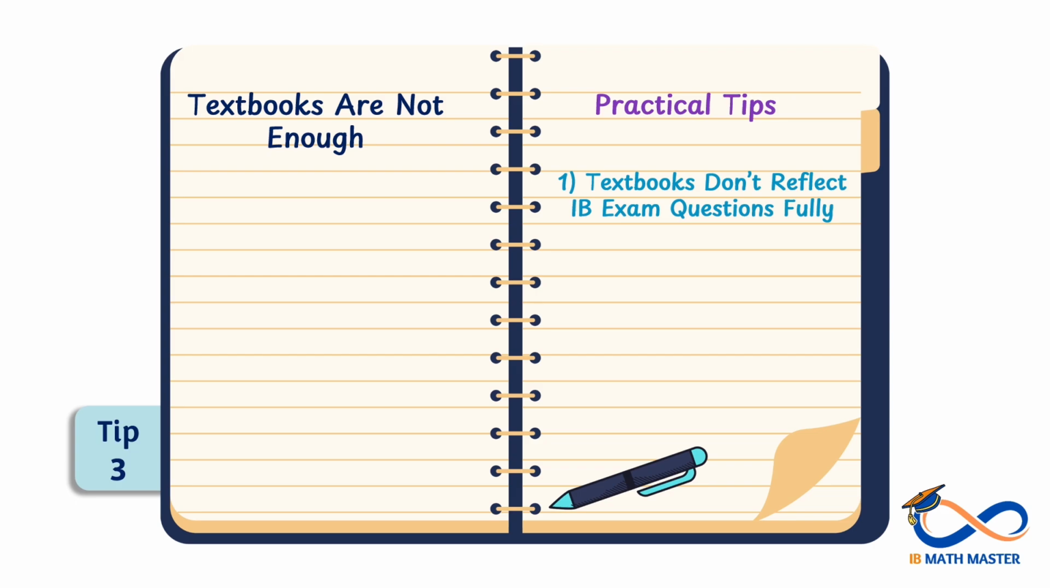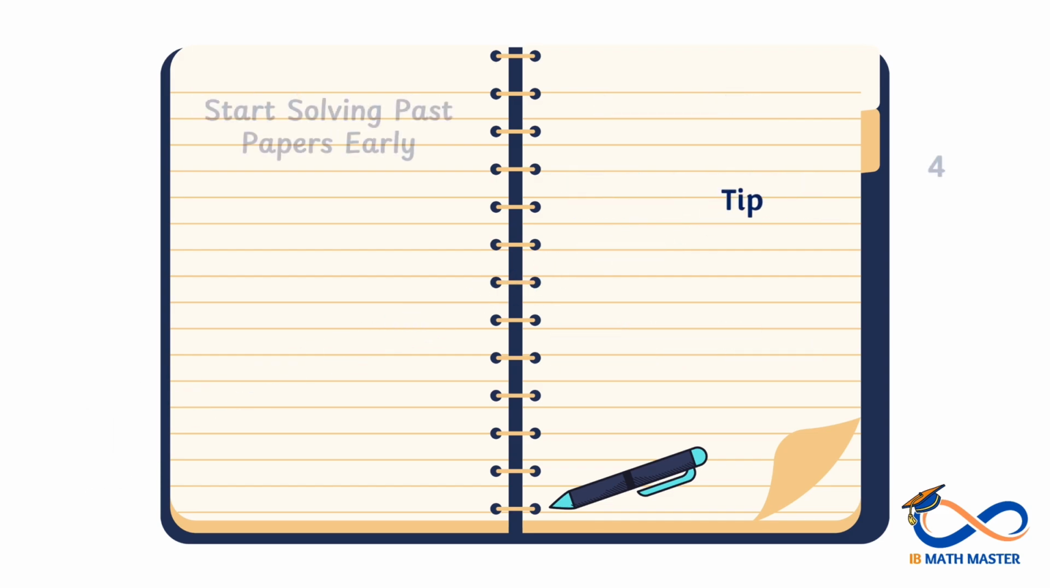Some IB Math questions link many concepts together, especially in Section B, where the questions are longer and worth more marks. So you should use past papers alongside your textbook to develop a deeper understanding. And this leads us to tip number 4.